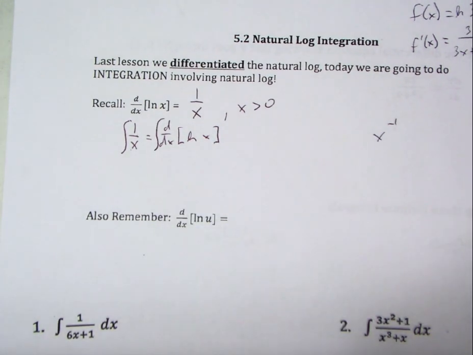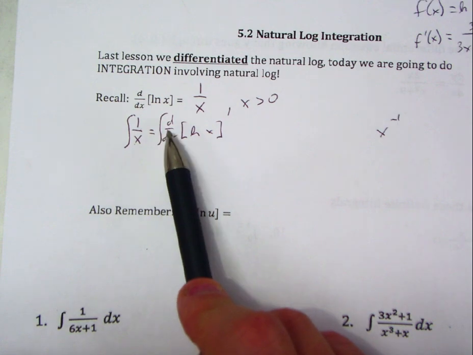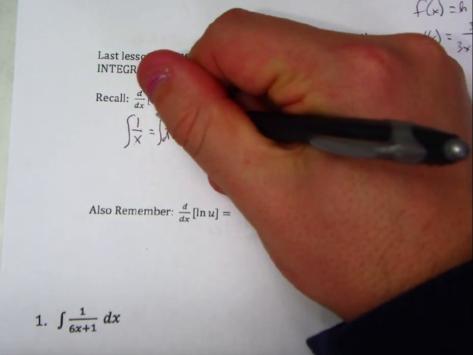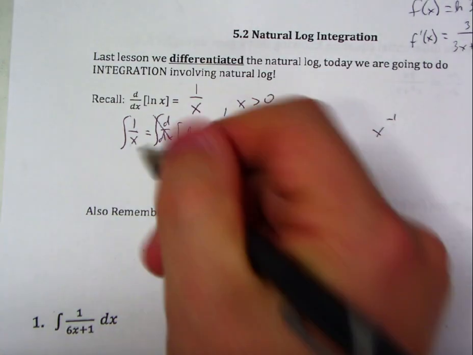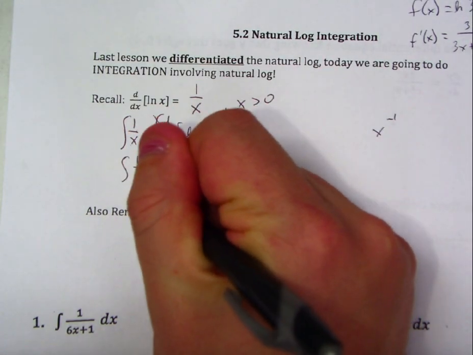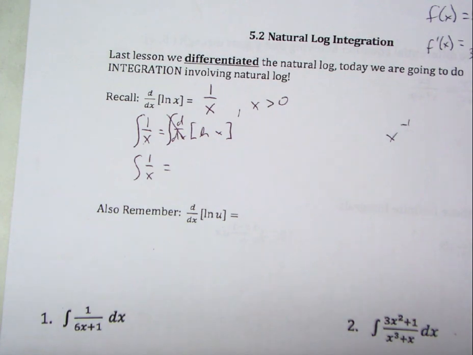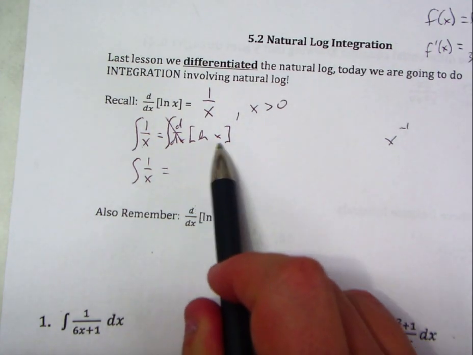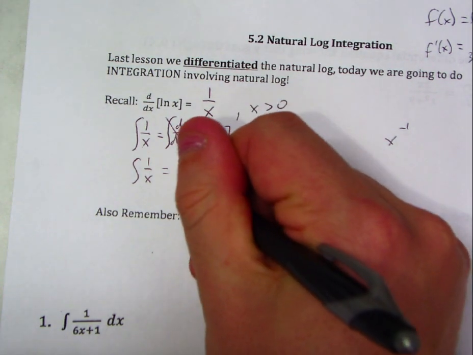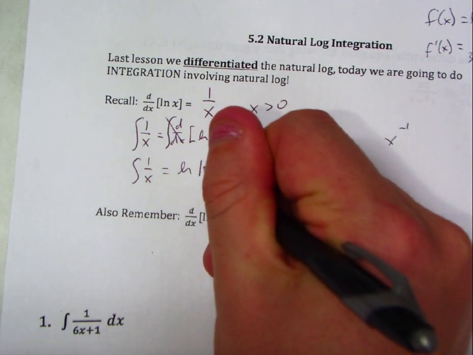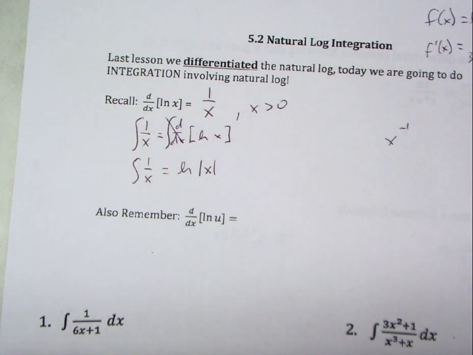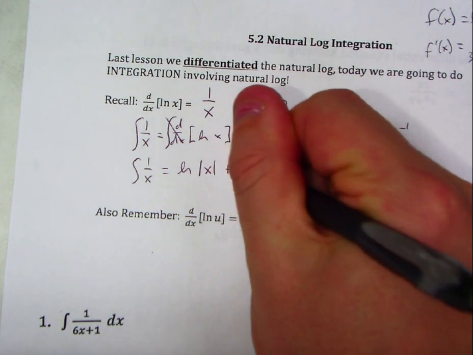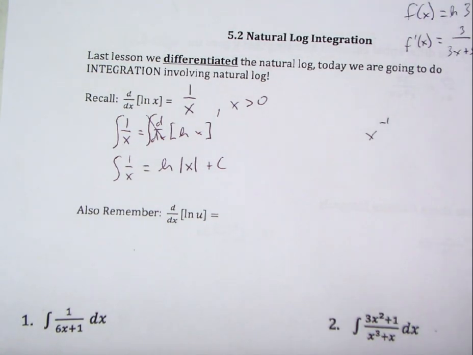But look what happens here. The integral and the derivative are going to undo each other, right? Those are just going to undo each other. And then we get the integral of 1 over x equals. Now here's our rule, and there's one little wrinkle to this. It's not just going to be the natural log of x. It's going to be the natural log of absolute value of x plus c. We still can't forget about plus c when we're doing indefinite integration.